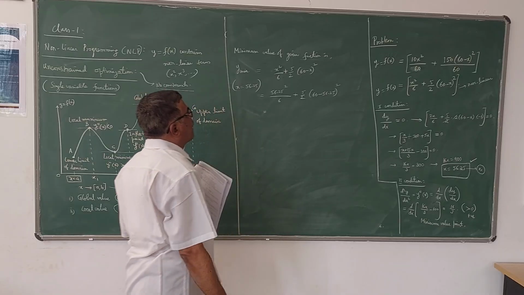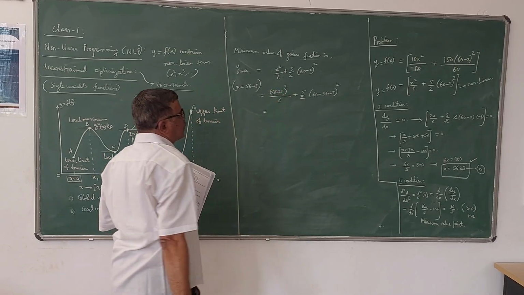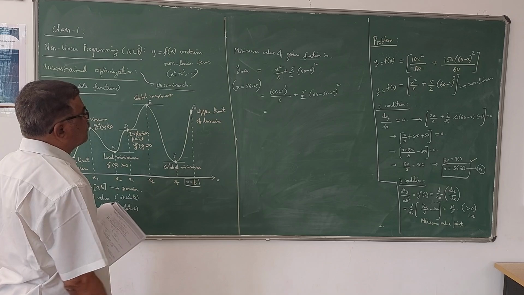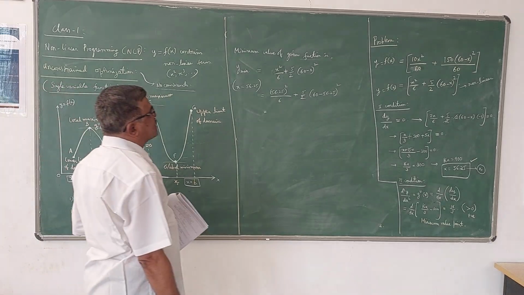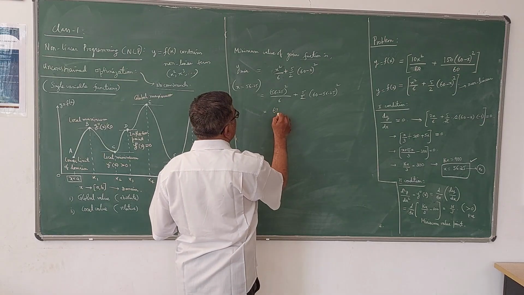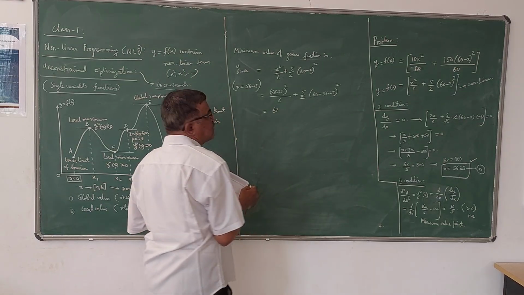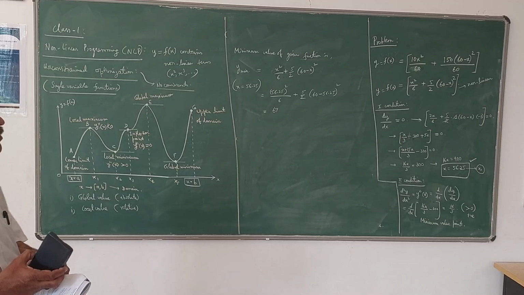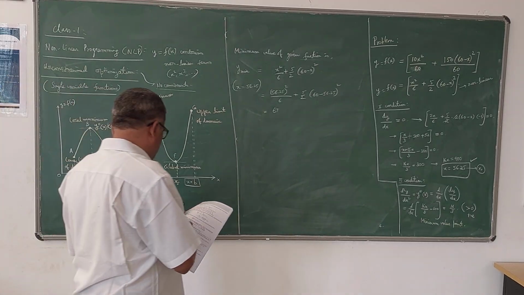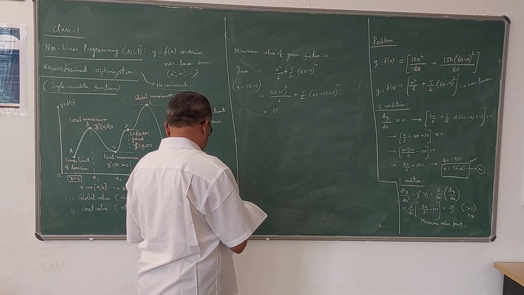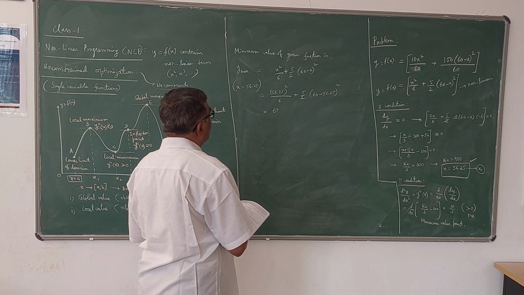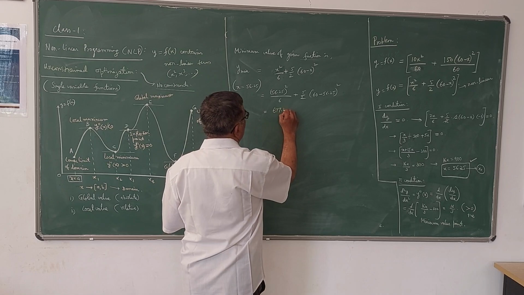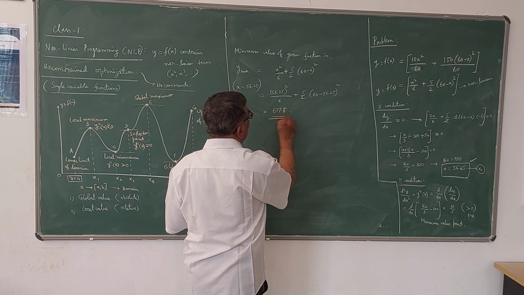What is the answer? Just put that. 677... 56.25 whole square by 6... 677.499, so 677.5. Correct?